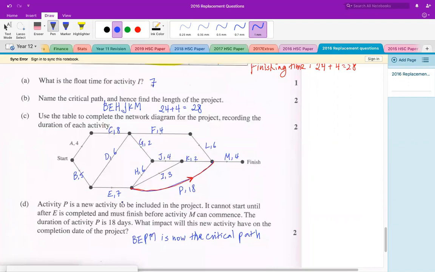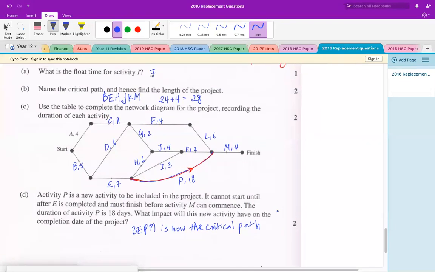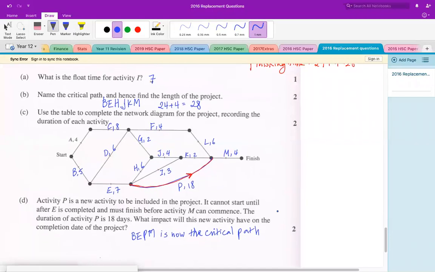Question D, it says activity P is to be connected as such. So I did it using red. And it cannot start until after. What impact will this have? So what I would do, I didn't do it on the graph, but I would do a forward and backward scanning myself. Even though I guess the question doesn't really hint that you need to do that.